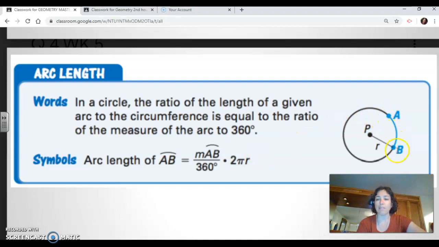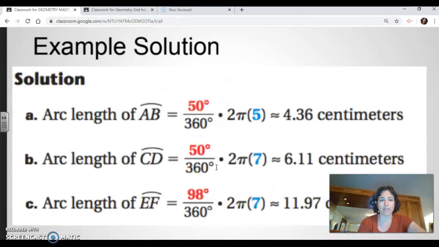How long is AB? If you have the degrees and the radius, you have enough to solve it. On the worksheet, the only difference is it has it over 180, but it got rid of this 2, because if you divide 360 by 2, this would be 180. So it's the exact same thing on the worksheet. I think it's worksheet number 2 that has this formula at the top. They're basically the same thing. So let's look at some examples of this.